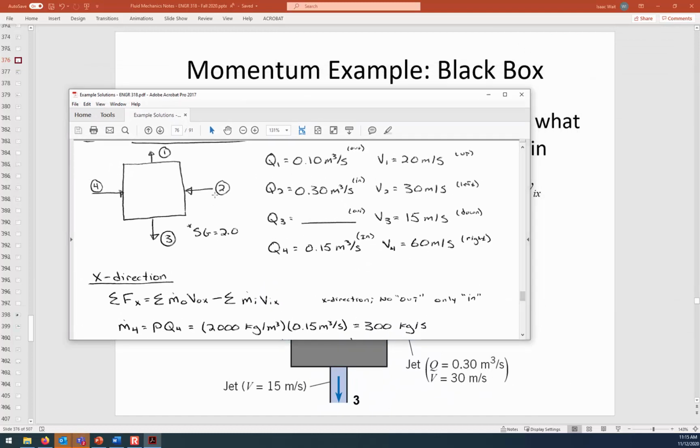So I've redone a sketch and shown that both fluid jets in the x direction are in. And so stream 4 is in to the right, stream 2 is in to the left. We know that stream 4 is 0.15 cubic meters per second with a velocity of 60, and stream 2 is 0.3 cubic meters per second with a velocity of 30.